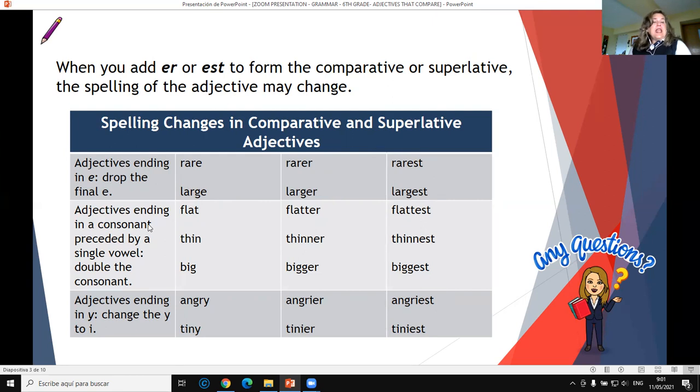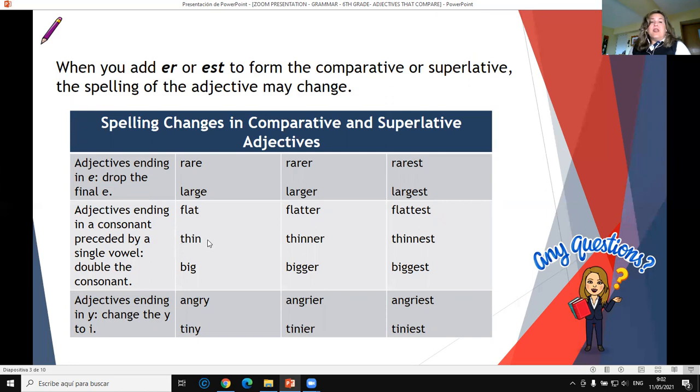Now, for adjectives ending in a consonant preceded by a single vowel, then you need to double the consonant. For example, flat. Flat ends on a consonant and is preceded by a single vowel, A. Then we double the T, and then we add the ER: flatter. And for the superlative, you double the consonant again, double T, and you add EST: flattest.